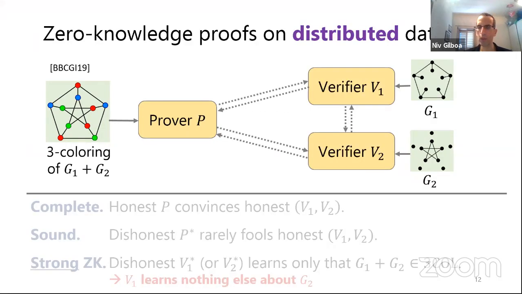I want to talk about a newer notion. This is from our work last year with Dan Boneh and Henry Corrigan-Gibbs. This is zero-knowledge proofs on distributed data. We have the same prover, which wants to prove some statement, but now the verifier doesn't have the input. In fact, there are several verifiers, and the input is distributed between them. Here we have V1 and V2, where V1 has graph G1 and V2 has graph G2, and together in some way they form the original graph G, but each separately is not G. Now the prover wants to prove that the sum of these two graphs is 3-colorable.